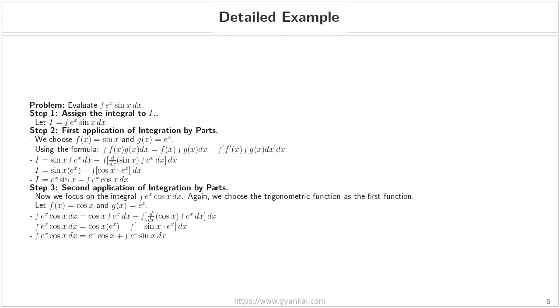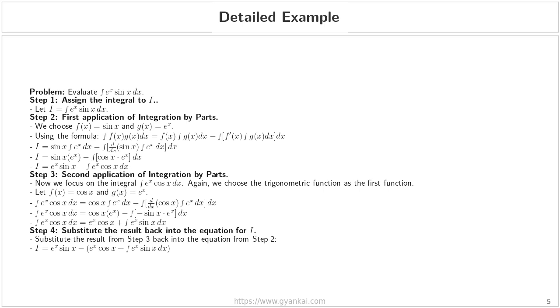Applying the integration by parts formula once more, we get the integral of e to the power of x times cosine x equals cosine x times the integral of e to the power of x, minus the integral of the derivative of cosine x times the integral of e to the power of x. The integral of e to the power of x is, again, e to the power of x. The derivative of cosine x is negative sine x, so this becomes the integral of e to the power of x times cosine x equals cosine x times e to the power of x, minus the integral of negative sine x times e to the power of x, which simplifies to e to the power of x times cosine x, plus the integral of e to the power of x times sine x.